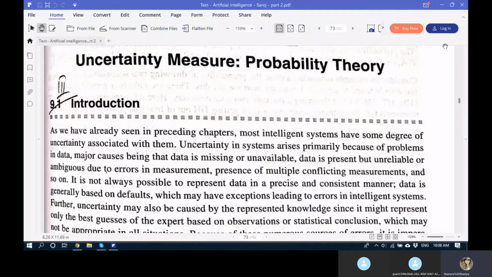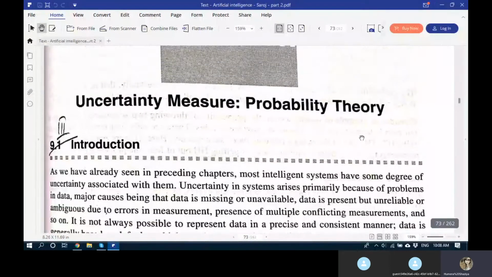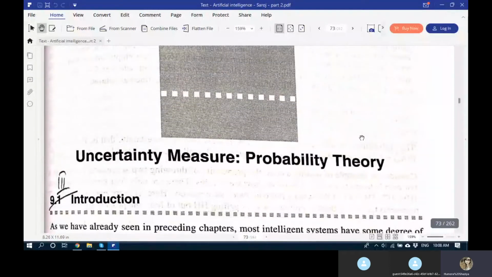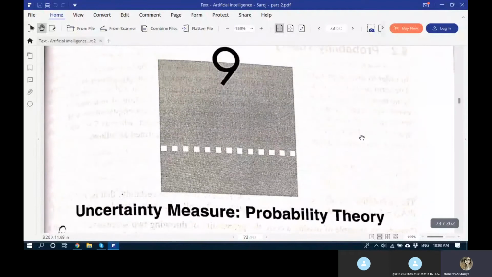Discussion is a new chapter in Unit 3, which is Uncertainty Measure, Probability Theory.